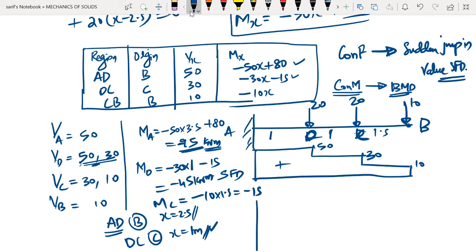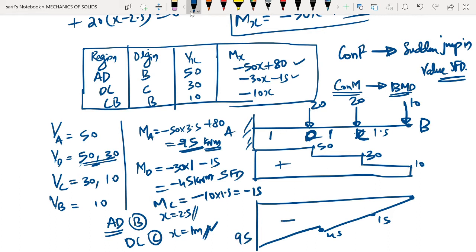So if we try to draw the bending moment diagram, it is going to be 0 here. Then we will be having a straight line. This will be 15. Then we will have another straight line. This will be 45. And then we will have another straight line. This will be 95. So all will be negative.